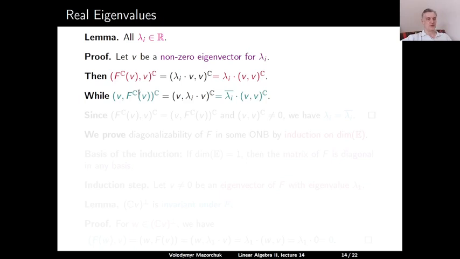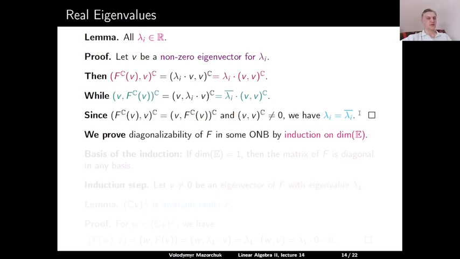So now let us use that our linear operator is symmetric by assumption. The matrix of f in our ONB is a symmetric matrix. So these two different computations should give the same result. So lambda i times the inner product between v and v should be equal to lambda i complex conjugate times the inner product between v and v. v was non-zero, so the length of this vector is non-zero. So if we divide by it, we get lambda i is equal to lambda i complex conjugate. And this shows that lambda i is a real number.